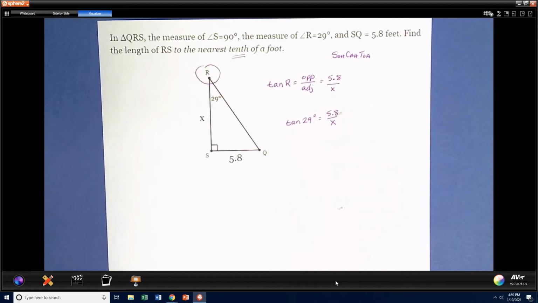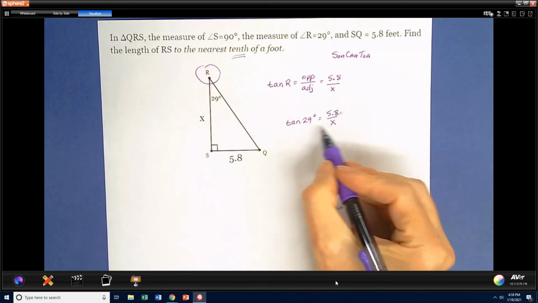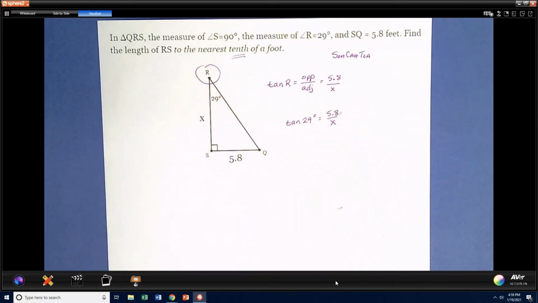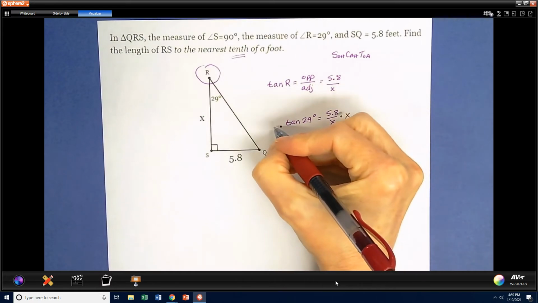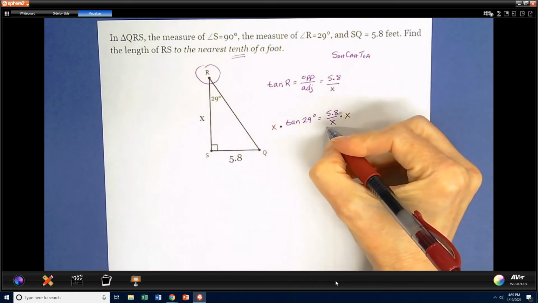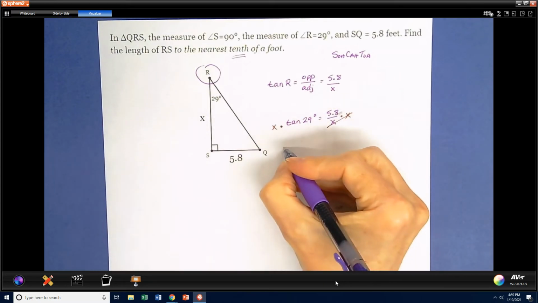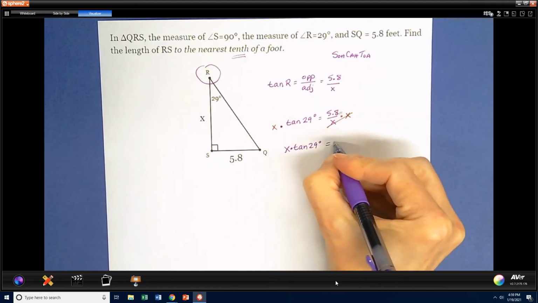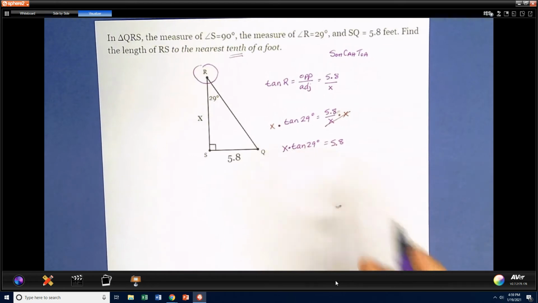Now, I know that most of you don't like fractions, even though fractions are your friend. So if you don't like a fraction, what you can do is multiply both sides by the denominator to make that denominator clear. So I'm going to multiply the right side of my equation by x and the left side by x, and these are going to cancel on the right, so I'll no longer have a fraction. Instead, I will have x times tangent of 29 equals 5.8.